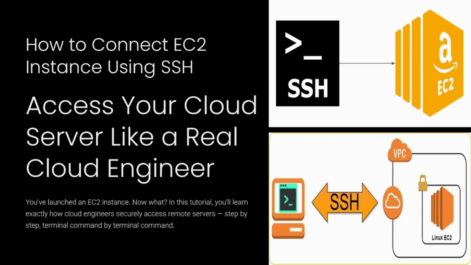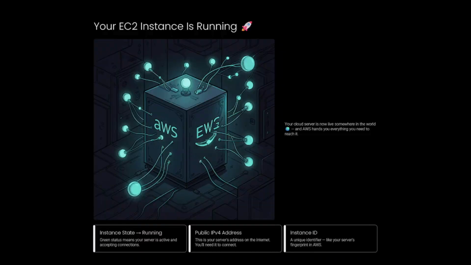That's exactly what we will learn today. We will understand what SSH is, why public IP and key pair are important, how to connect using terminal or PuTTY, and how engineers remotely manage cloud servers from anywhere in the world. So let's start. Your EC2 instance is running.